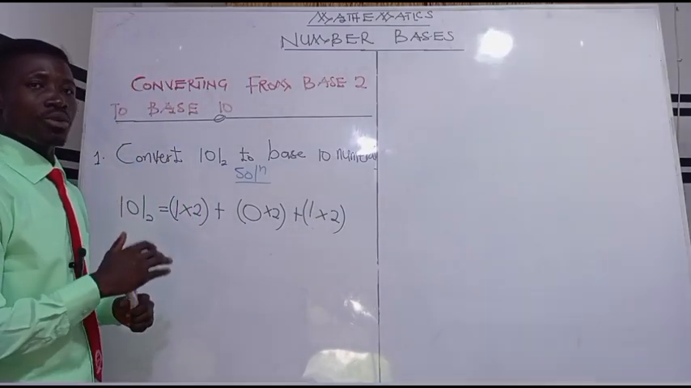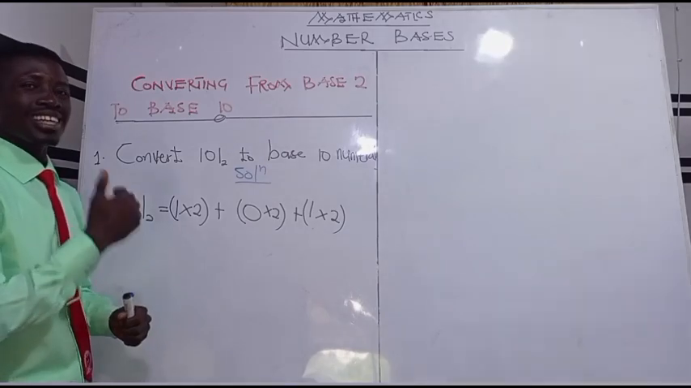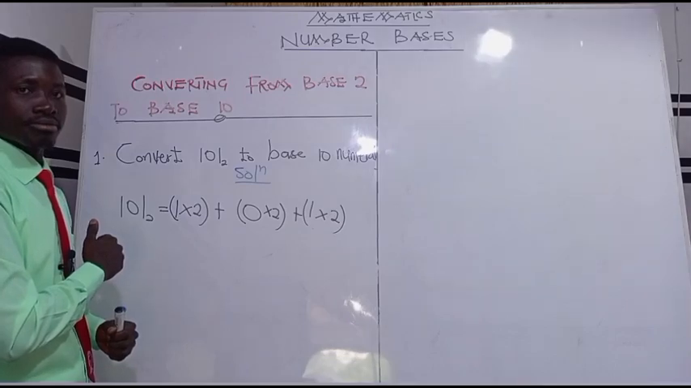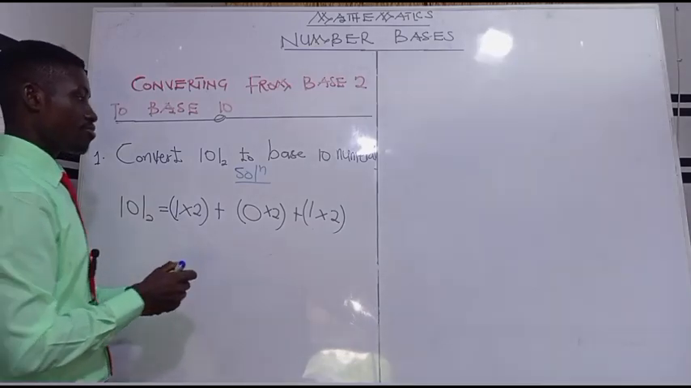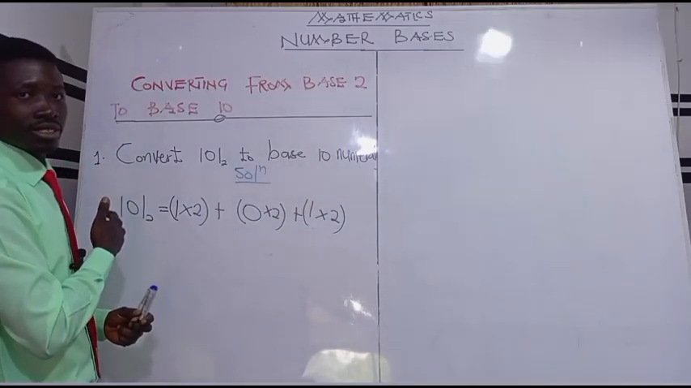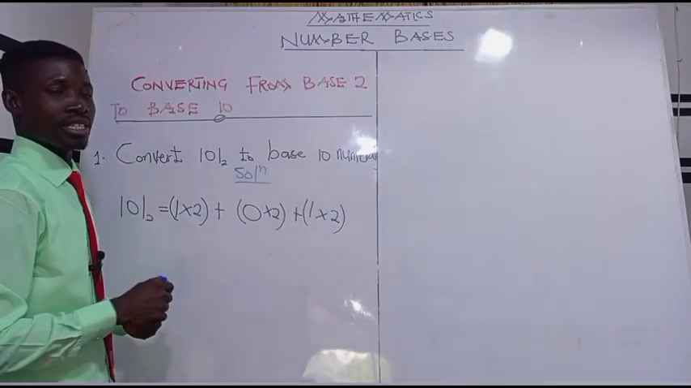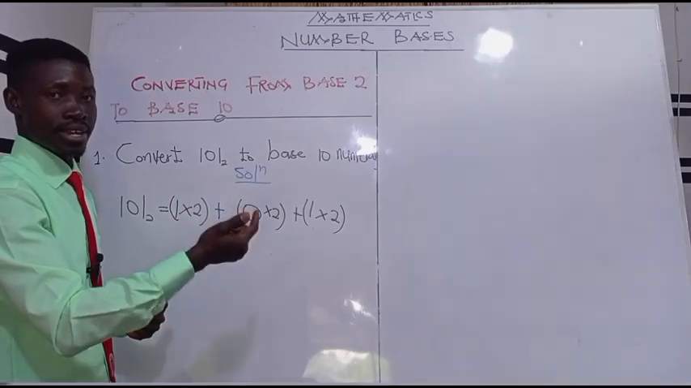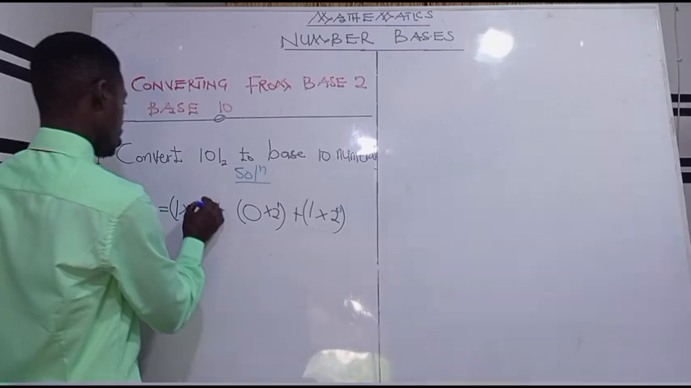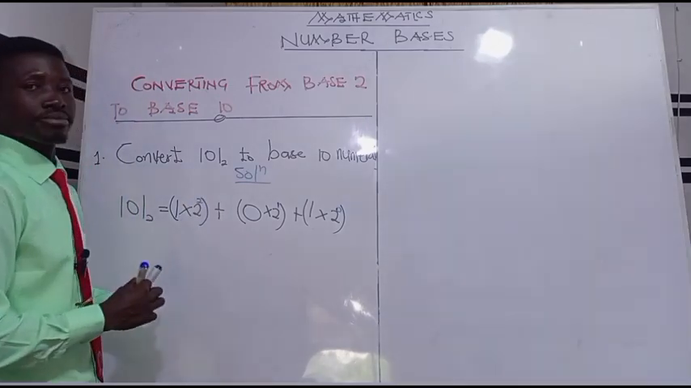Now the next thing that we are going to do is start counting from the right to the left. So we start counting from the extreme right to the left on top of the number bases. And the counting starts from where? 0. So we start from 0, 1, and then 2.